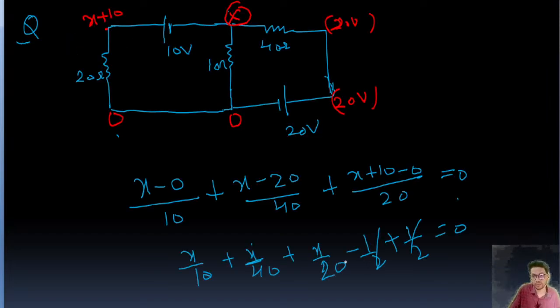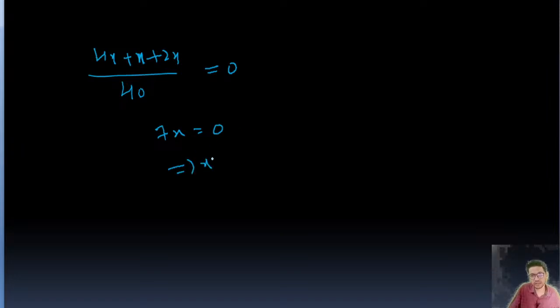40 is going to be the LCM. So 40 is the LCM, and this is going to be 4x plus x plus 2x equal to 0. So 7x equal to 0, which implies x equal to 0, right? And we've got the value of x here, right?